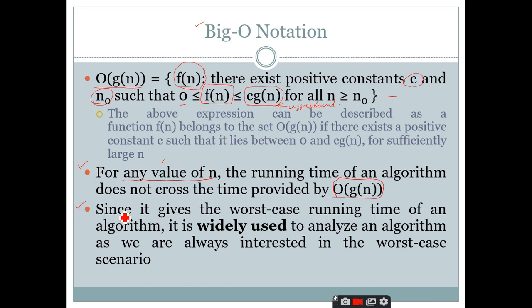Since this big O notation gives the worst case running time of an algorithm, it is widely used to analyze an algorithm, as we are always interested in the worst case scenario only. This is what we have discussed. So always try to express the efficiency of the algorithm, or measure the performance of the algorithm, in terms of worst case only. So big O notation is the most widely used notation since it represents the worst case scenario.